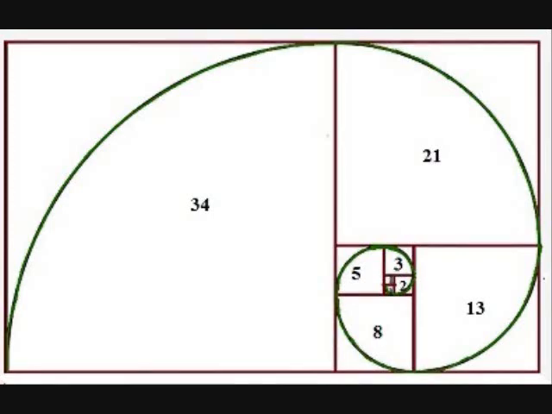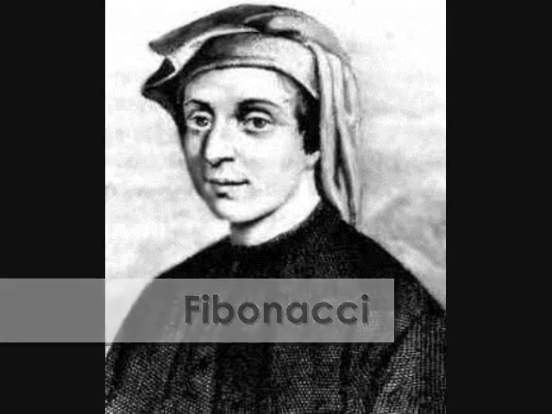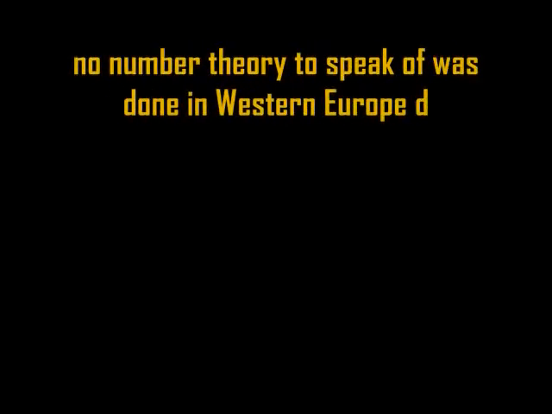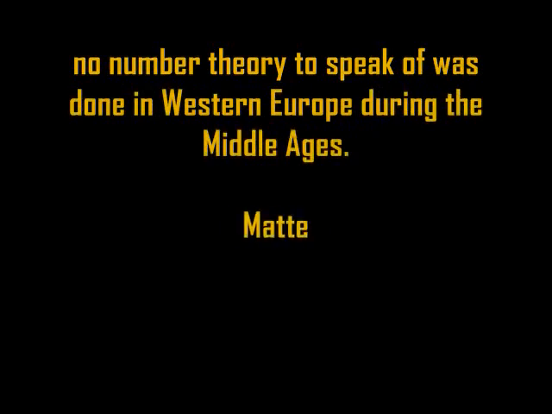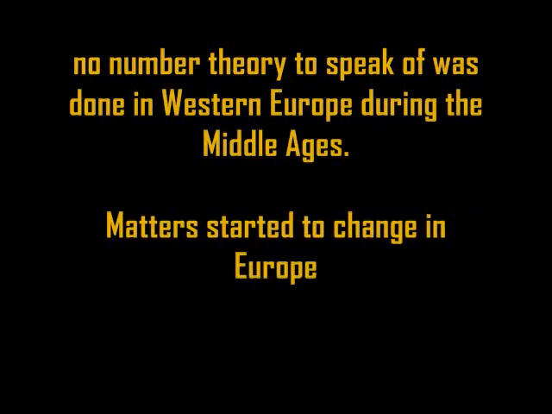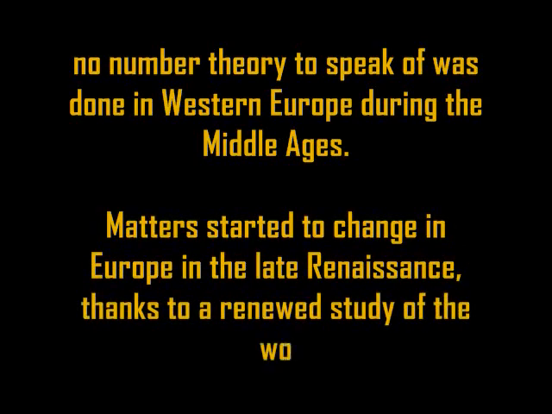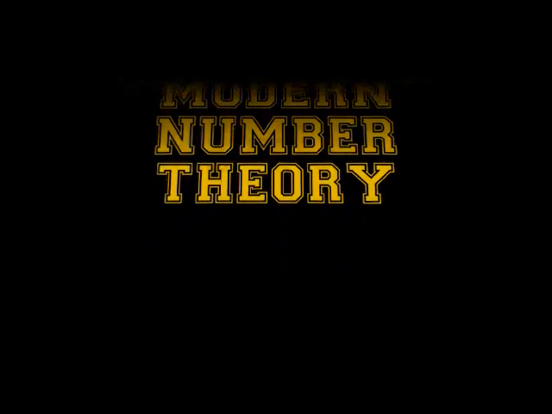Western Europe in the Middle Ages. Other than a treatise on squares in arithmetic progression by Fibonacci, no number theory to speak of was done in Western Europe during the Middle Ages. Matters started to change in Europe in the late Renaissance, thanks to a renewed study of the works of Greek antiquity. The early modern number theory.